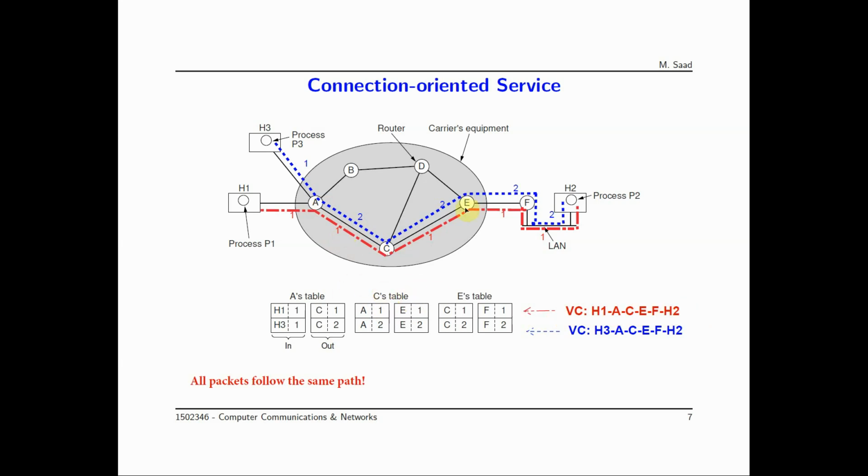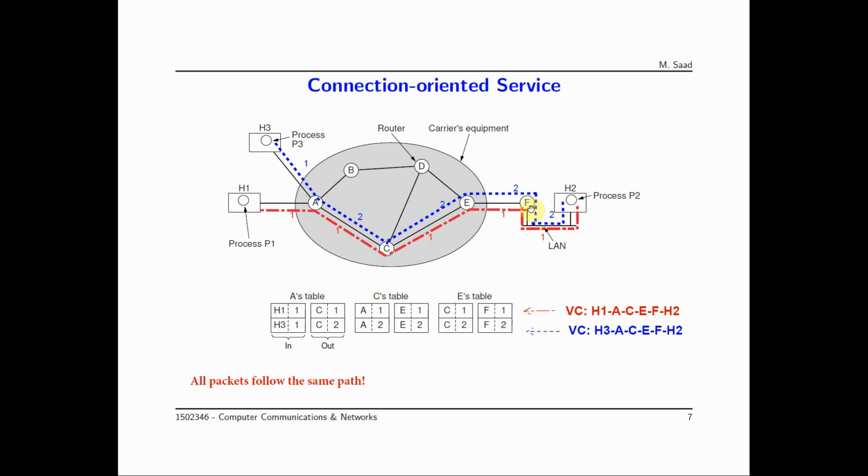So this is basically the table entry for the red virtual circuit regarding router C. Now what about router E? On the connection, router E, what is the device before? It is C. What is the device after? It is F. What's the incoming VCI? It is 1. What's the outgoing VCI? It is 1. That's why you see all VCIs being 1 in the first entry of the tables. Of course, router F also has a similar table.